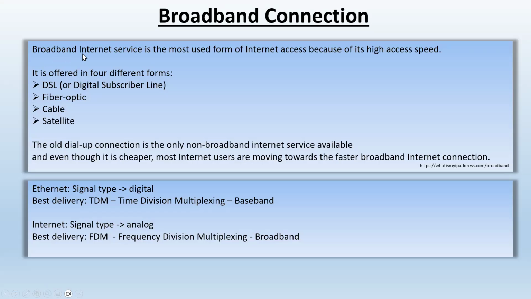So broadband internet service is the most used form of internet access because of its high access speed. It is offered in 4 different forms. DSL, which is the signal, it's called digital subscriber line. And that is the signal that is superimposed onto the POTS telephone line. That's the DSL.